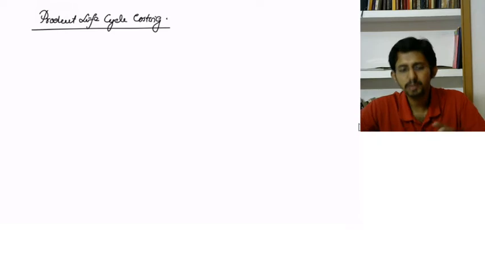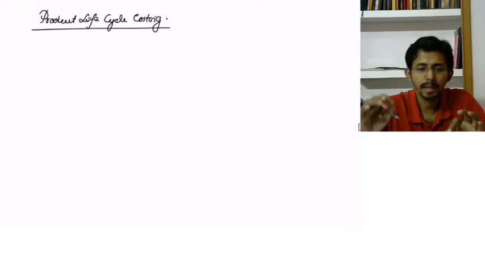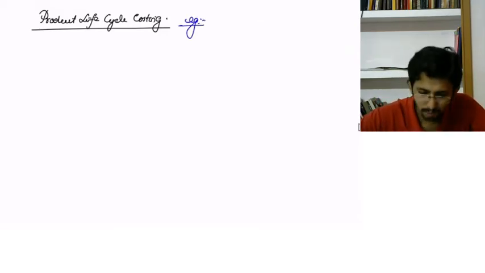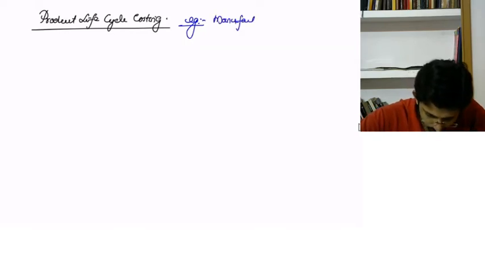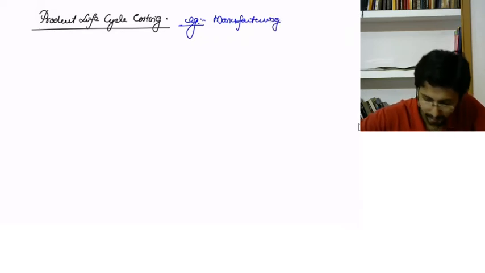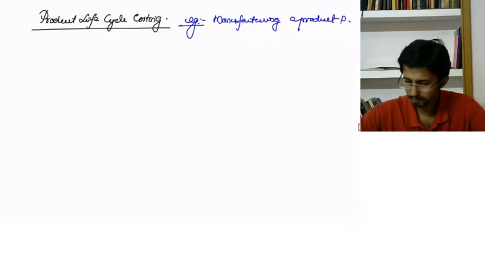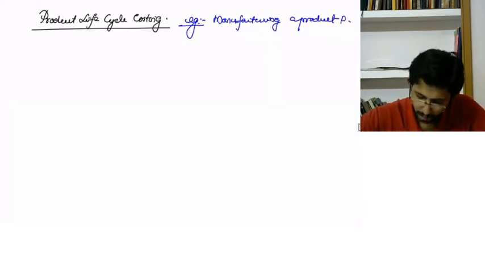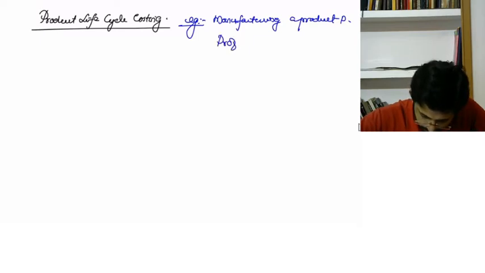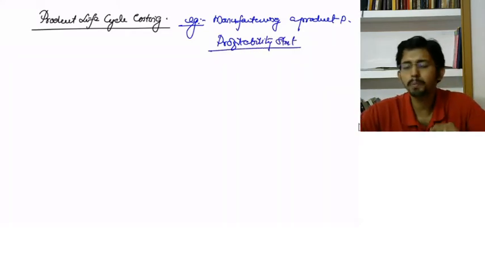Okay, before moving to this, let me tell you how costing is done in normal scenarios, with the help of an example. Okay, suppose you are manufacturing a product P. You are manufacturing a product P. You have prepared the profitability statement of this product.